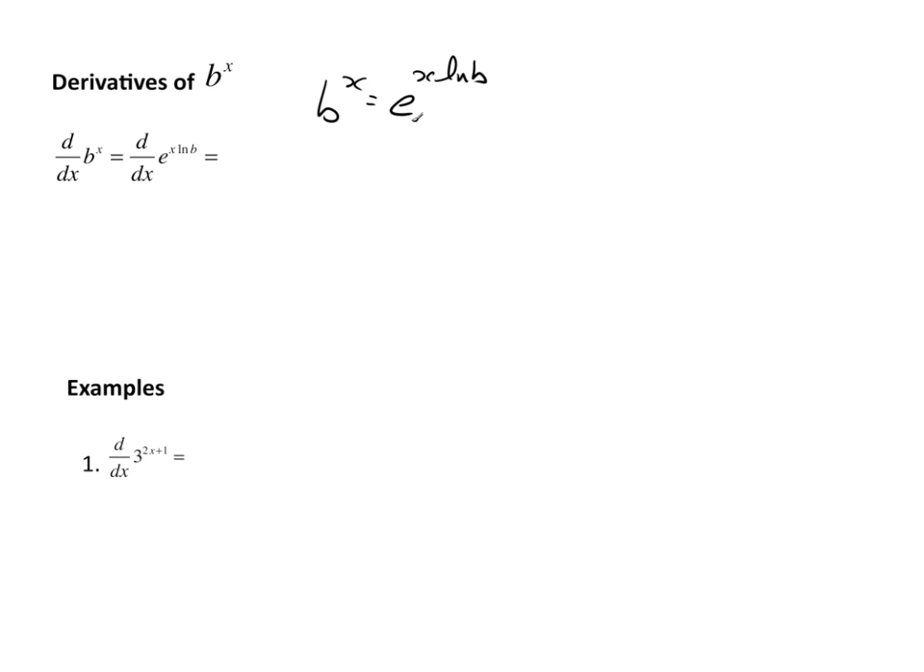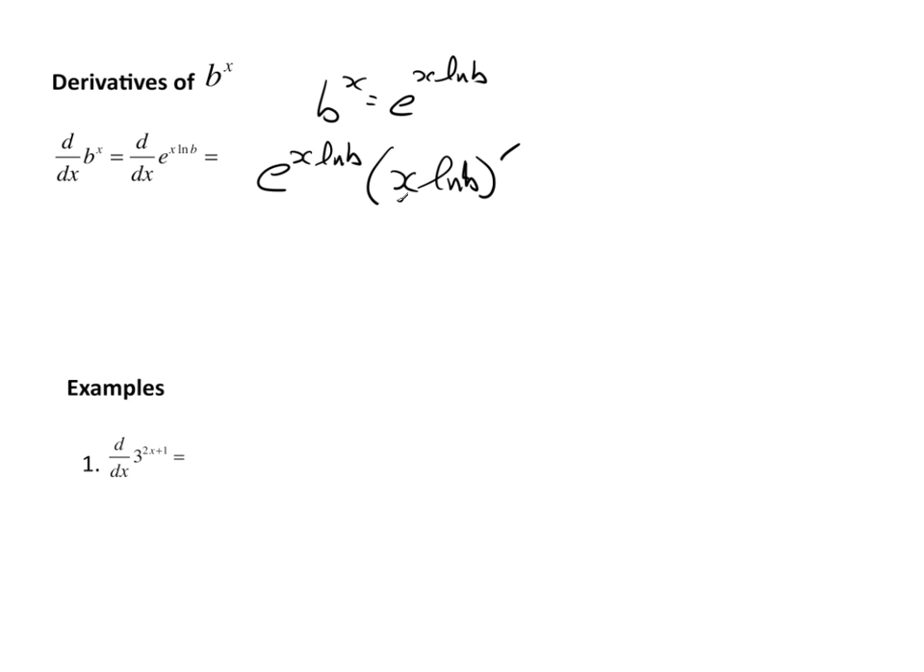So once I think of it in this form, I now know how to take the derivative, because we know how to take the derivative of something in the form of e to the g of x, some function of x. So this derivative will be equal to e to the x ln b times x ln b prime. That's how we took the derivative of something of the form e to the g of x.